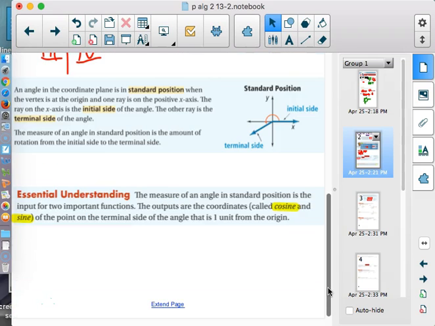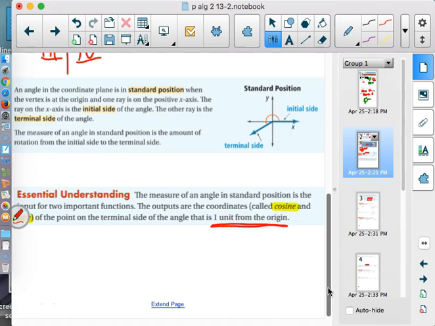So the essential understanding down here says the measure of an angle in standard position is the input for two important functions. The outputs are the coordinates called cosine and sine. And they actually will end up being the points on the terminal side of the angle, 1 unit from the origin. Now that's really important, because what that makes for us is called the unit circle.